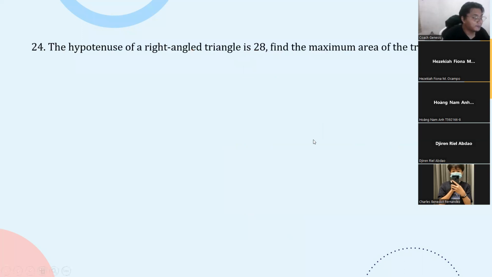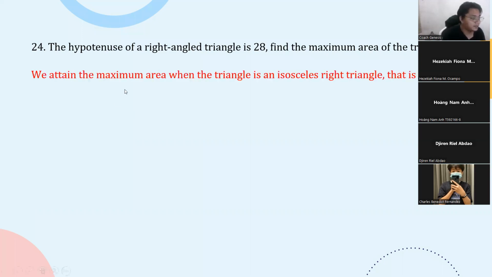And for number 24, the hypotenuse of a right triangle is 28. Find the maximum area of the triangle. Okay, so if you are given a right triangle and you need to get the maximum area, then it must be an isosceles right triangle. So we attain the maximum area when the triangle is an isosceles right triangle. So that means that the two sides of the right triangle, aside from the hypotenuse, are equal.